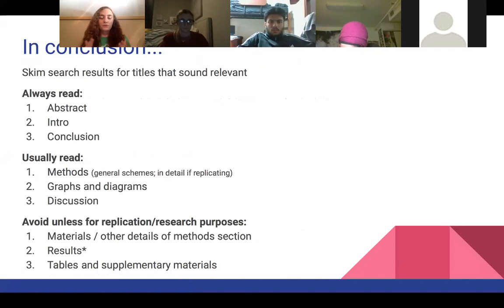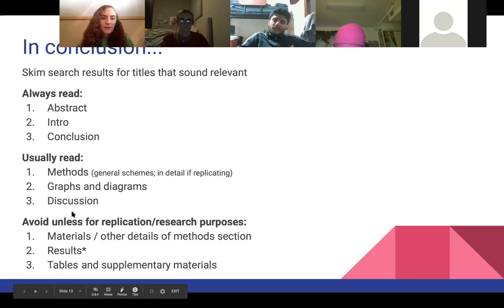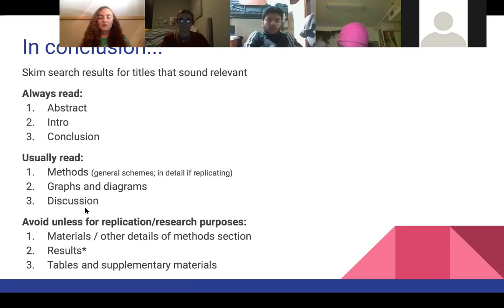Unless you're trying to replicate the research that was done, you don't really need to focus hard on the materials and other details of the methods section and the results. You mainly need to focus on those when you're reading a paper just to gain knowledge about what's going on in the paper.